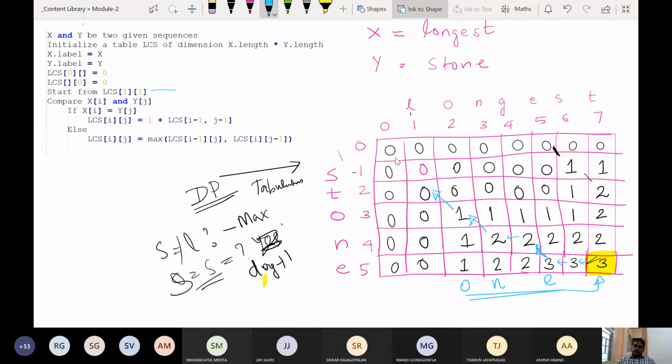Compare Xi and Yi. S and L are compared. If they are equal, what is to be done? If they are equal, you reduce the index simultaneously. I is reduced, J is reduced, so that you are here. Add 1. Okay, done. If they are not equal, then maximum of I only reduced, J is intact, and J only reduced, I is intact. Find the maximum. That means 1 to the left, 1 to the up, take the maximum. So same logic, we have applied this.